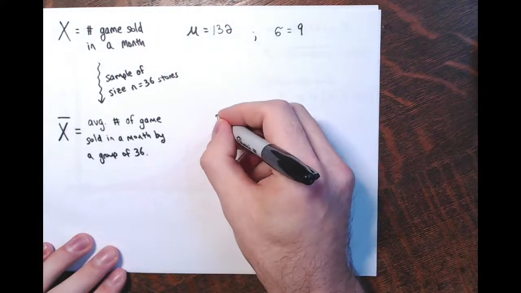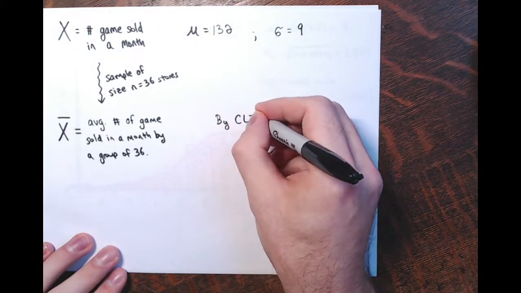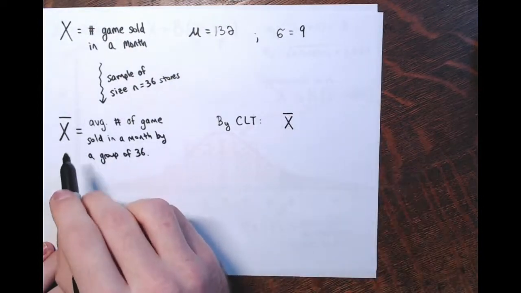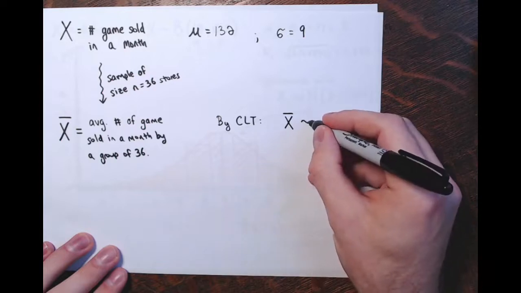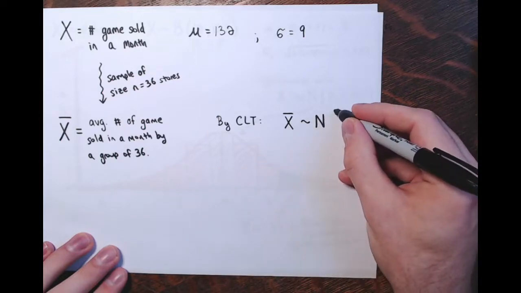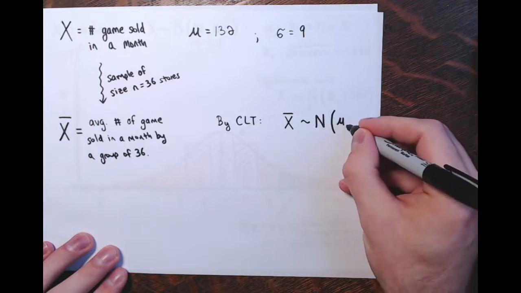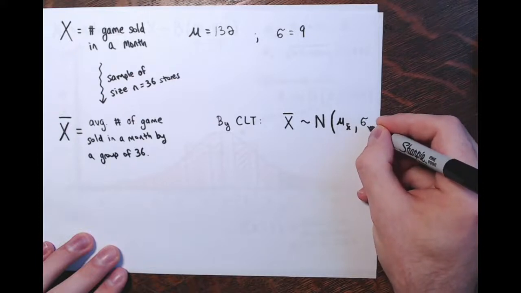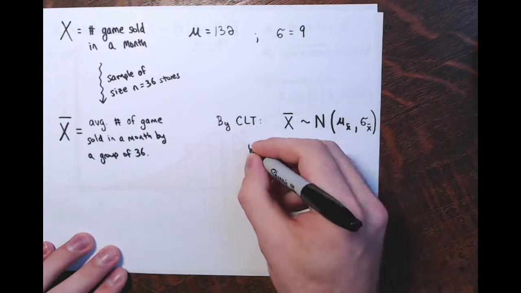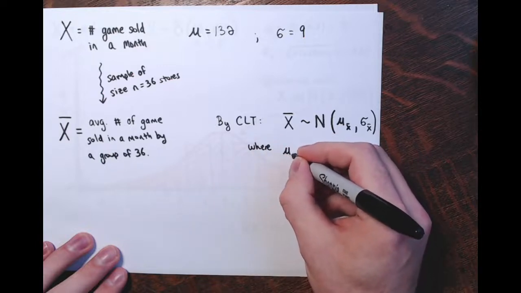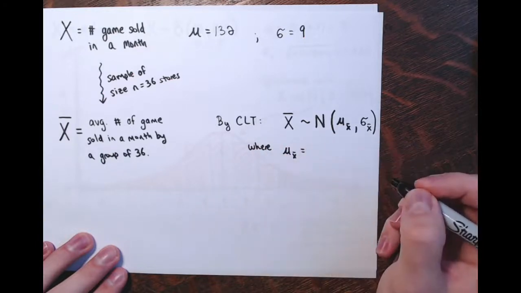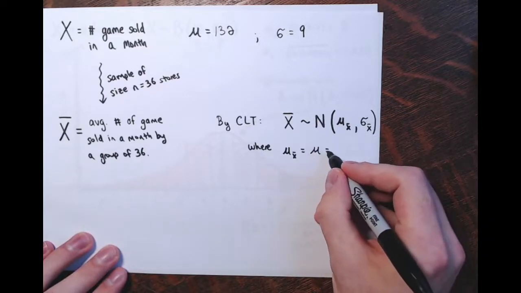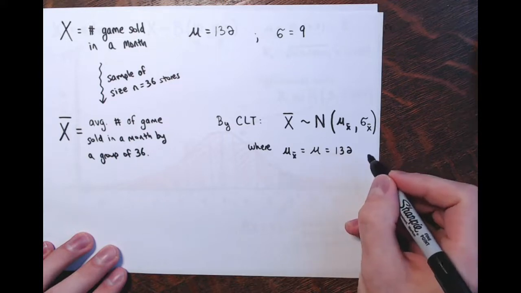Now, by the central limit theorem, CLT, the distribution of X bar, these means, should be approximately normal with a mean called mu sub X bar and a standard deviation called sigma sub X bar, where again, mu sub X bar is the mean of this distribution of the means, the mean of the sample means, is the mean of the original population, so 132 games.